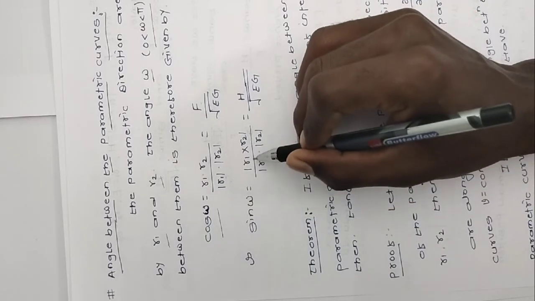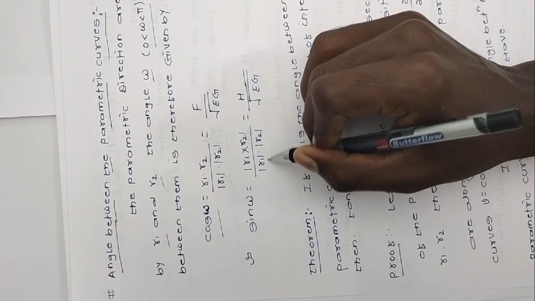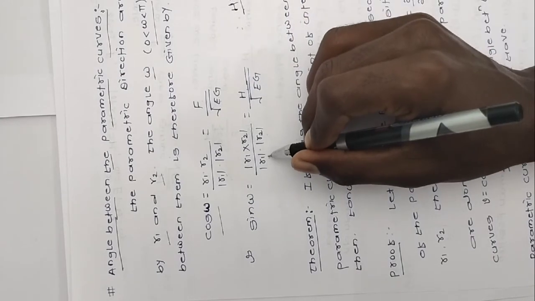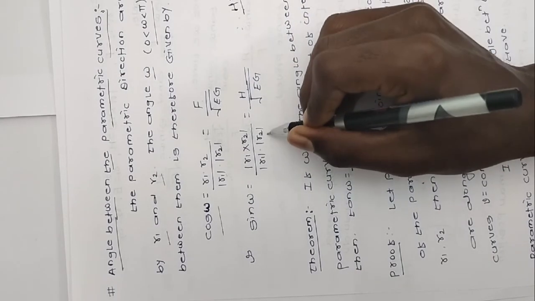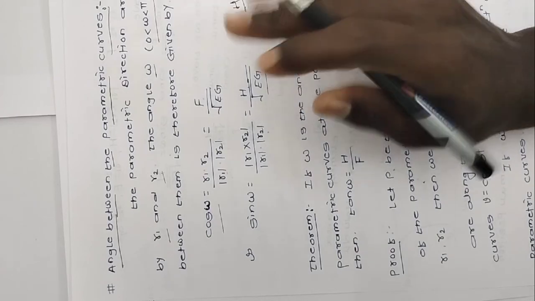Similarly, sin omega is equal to mod of r1 cross product with r2 upon mod of r1 into mod of r2. By the theorem statement, H is equal to mod of r1 cross product with r2, which is not equal to 0, so it is represented by H. And mod of r1 into mod of r2 is equal to under root of EG. So this is the angle between the parametric curves.